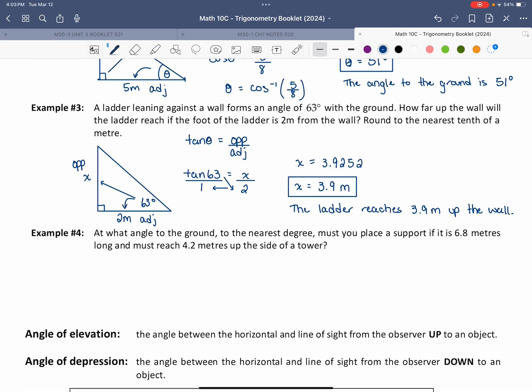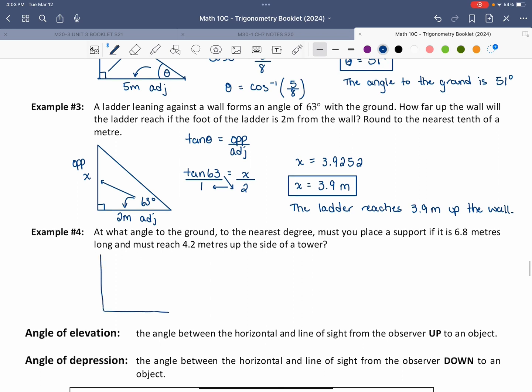Next example, at what angle to the ground, to the nearest degree, must you place a support if it is 6.8 meters long and must reach 4.2 meters up the side of a tower? So right triangle. The tower should be the vertical line. The support would be our hypotenuse. So at what angle to the ground, we want to know what is this angle here. So I'm calling that theta.